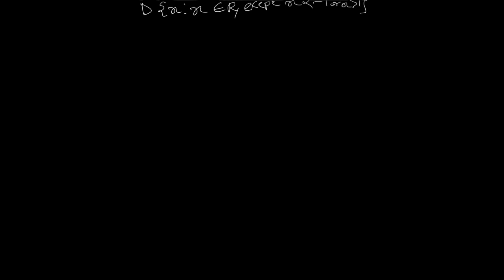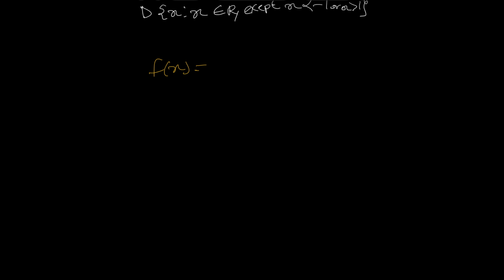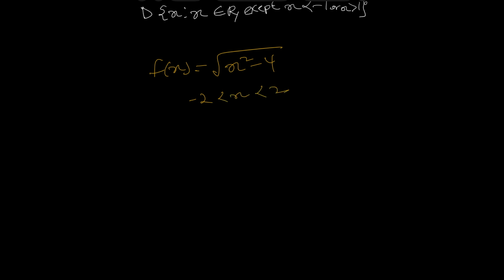Let's try this question. f of x equals square root of x squared minus 4. Negative 2 less than x less than 2, so that the domain will be x such that x is a member of all numbers except in the interval negative 2 less than x less than 2.